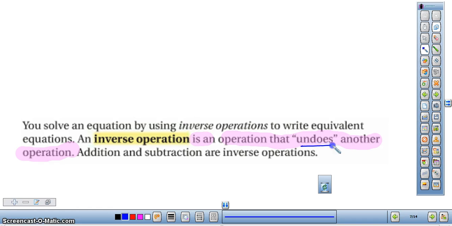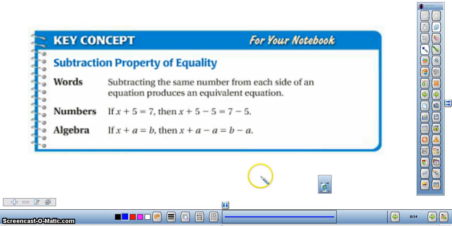Inverse means it undoes. If you think about our inverse property of addition, that's when we added two things that were opposites. So addition and subtraction are called inverse operations. They undo each other. When we think about the subtraction property of equality, it says that subtracting the same number from each side of an equation produces an equivalent equation.